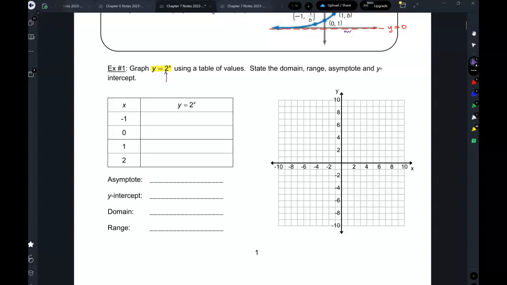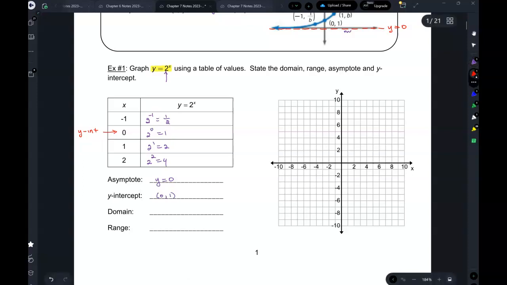Okay, so 2 to the power of minus 1 is 1 over 2, so that's a half. 2 to the power of 0 is 1. Now, when you have x equals 0, that is your y-intercept, right? So the y-intercept is (0, 1). Next, 2 to the 1 is 2. 2 to the 2 is 4. Okay, so let's go down here. The asymptote is y equals 0. The y-intercept we just said was (0, 1).